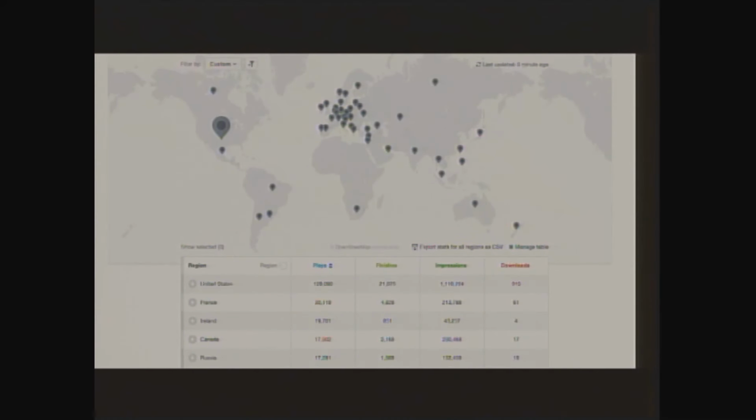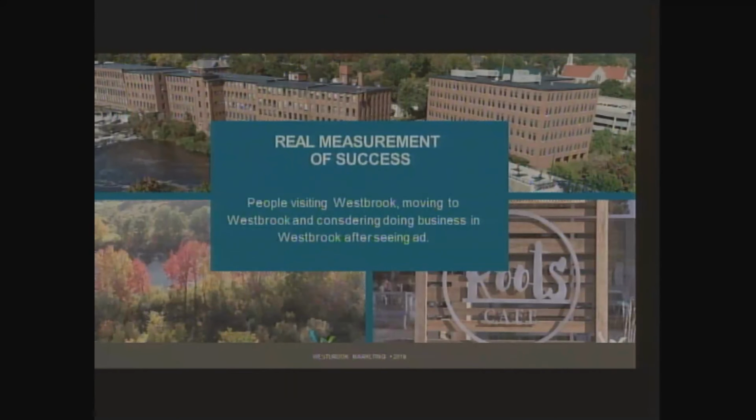So this is also from Vimeo. This just shows you where people were watching. United States number one, France, Ireland, Canada, Russia. But, okay, so I'm done being a nerd, maybe. The real measurement of success is people coming to Westbrook, people bringing their businesses here, people moving here, and we've heard from a few people that said they're doing that after seeing the ad. So I don't have quotes from them, but I've heard from staff that they've heard those.